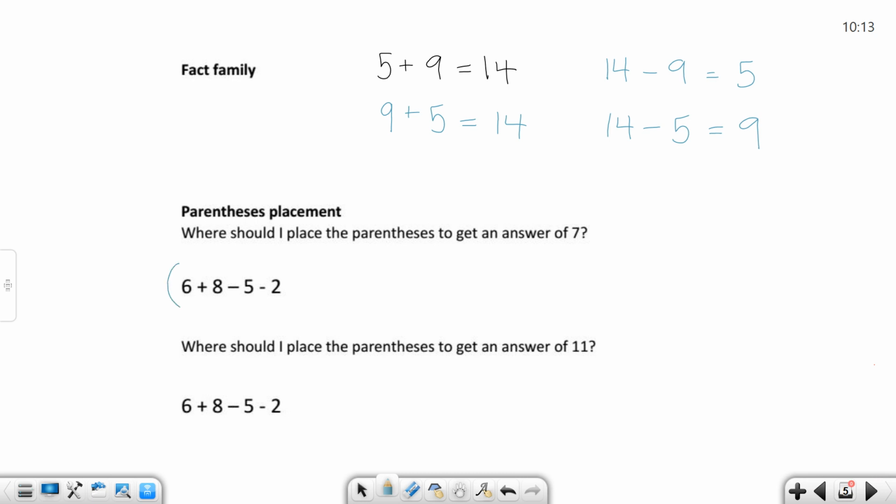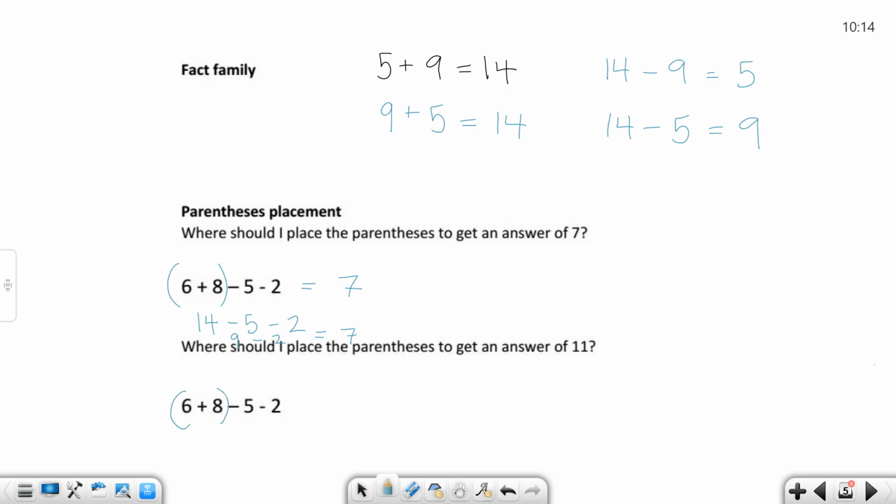So let's say I put the parentheses in right here. This gives me 14 minus 5 minus 2. Okay, so 14 minus 5 would be 9, and 9 minus 2 would be 7. So this answer right here would be 7 if I put them right here. So I got it on the first try. That doesn't normally happen.